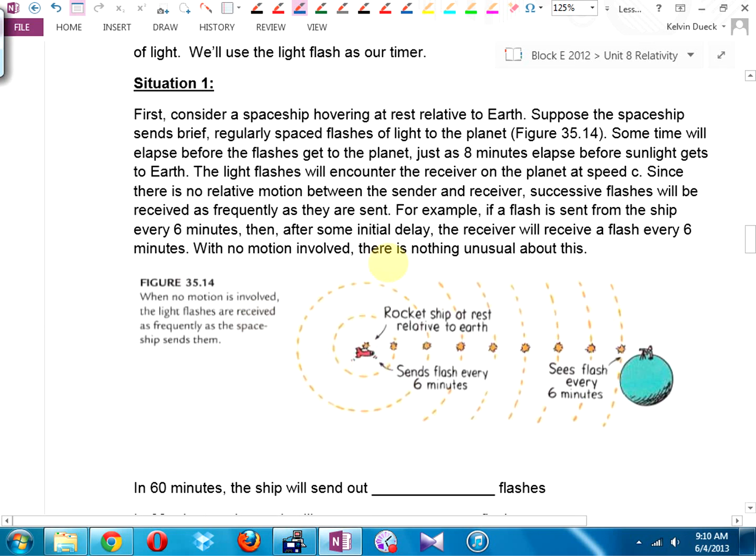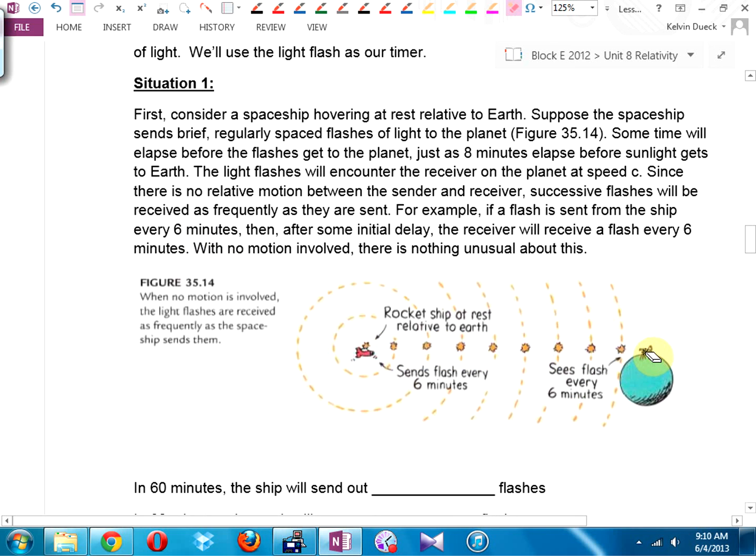So here's our little rocket ship. It's hovering at rest relative to the Earth, and it's going to send brief, regularly spaced flashes of light to the planet, like this picture here. Some time will elapse before the flashes get to the planet. It takes light a while to travel that distance, just as 8 minutes elapse before the sunlight gets to the Earth. So we're going to send a flash every 6 minutes. Blink, blink, blink, blink every 6 minutes.